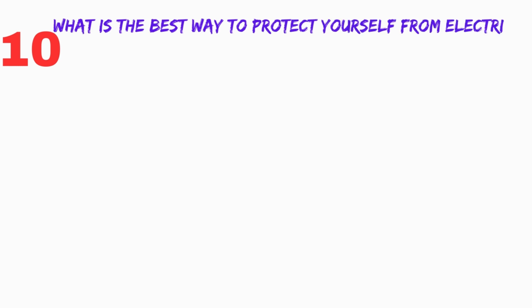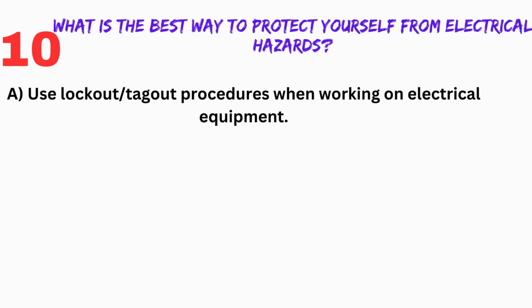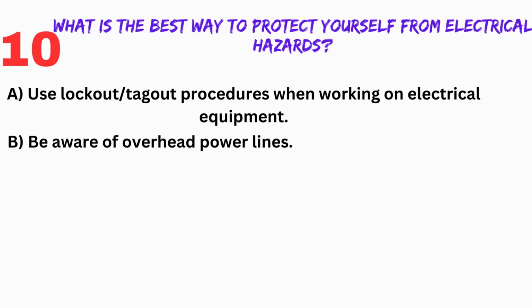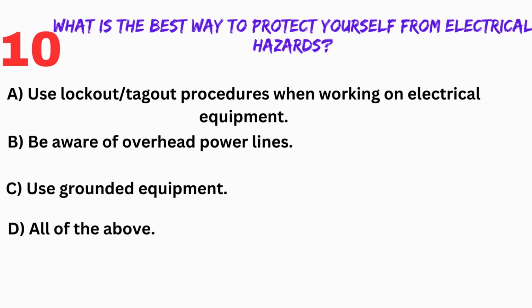Question 10. What is the best way to protect yourself from electrical hazards? A. Use lockout-tagout procedures when working on electrical equipment. B. Be aware of overhead power lines. C. Use grounded equipment. D. All of the above. Answer: D. All of the above.